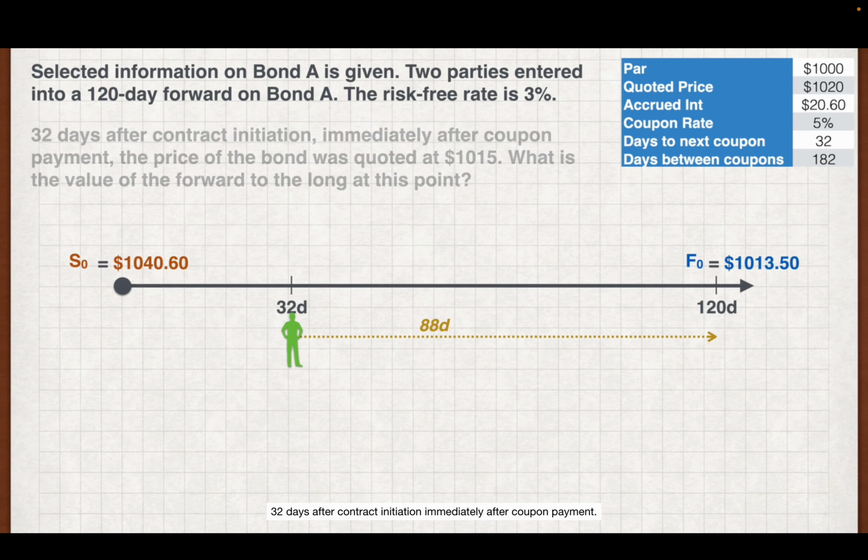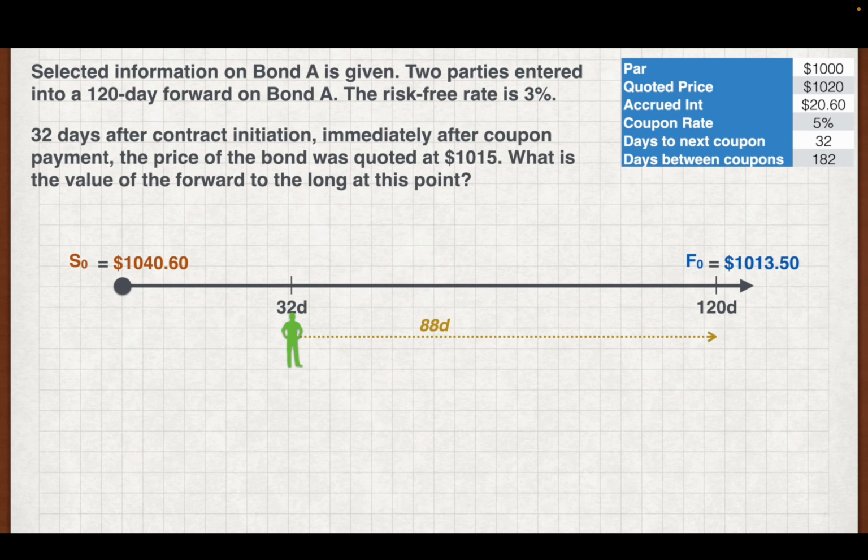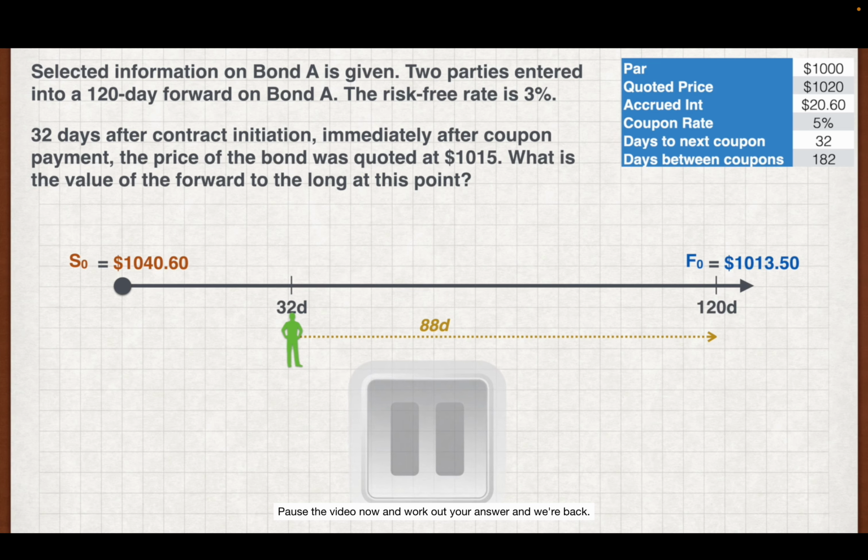32 days after contract initiation, immediately after coupon payment, the price of the bond was quoted at $1,015. What is the value of the forward to the long at this point? Pause the video now and work out your answer.